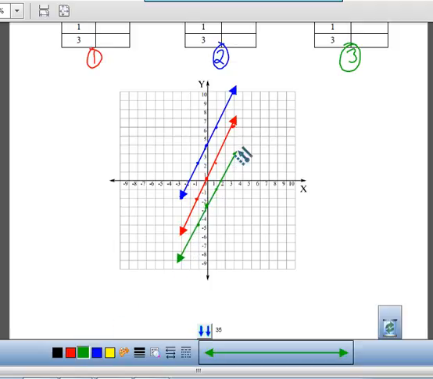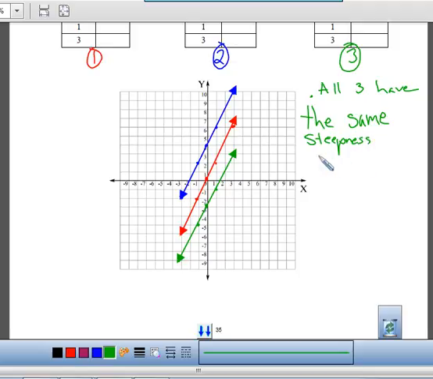Then we've got our questions we can answer. So, first question is, what is the same? Well, if you look, I think I might have messed this last one up a little bit, but if you look closely, these lines all have the same steepness. So, all 3 have the same steepness. They should look parallel.